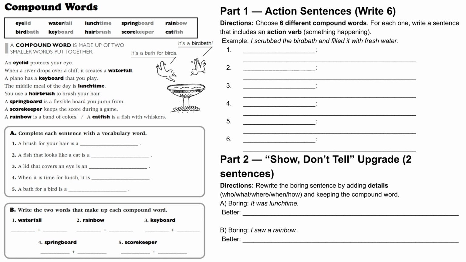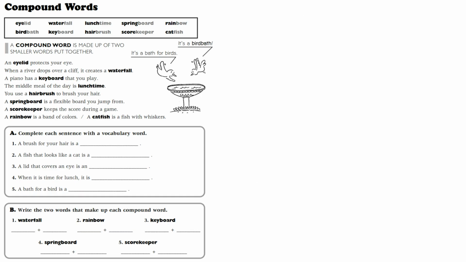On this page, we are reviewing compound words. A compound word is made when two smaller words are joined together to make one new word. For example, bird plus bath becomes bird bath. Rain plus bow becomes rainbow. Look at the word bank on the left. You can see words like eyelid, waterfall, lunchtime, springboard, rainbow, bird bath, keyboard, hairbrush, scorekeeper, and catfish.